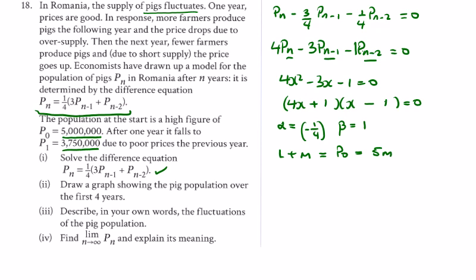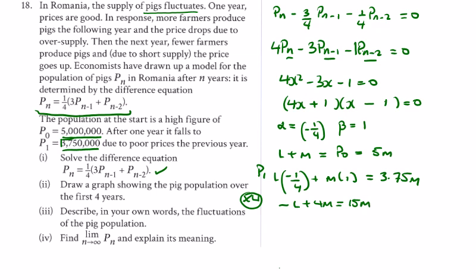And then P1 is going to be alpha, minus 1 over 4, times L, plus M times beta, which is 1, so M, and that's going to be equal to this 3.75 million here. Multiplying this by 4, we get minus L plus 4M is equal to 15 million. I can bring the top line down: L plus M is equal to 5 million. I should probably change this, as we don't want 2 Ms, bad maths.